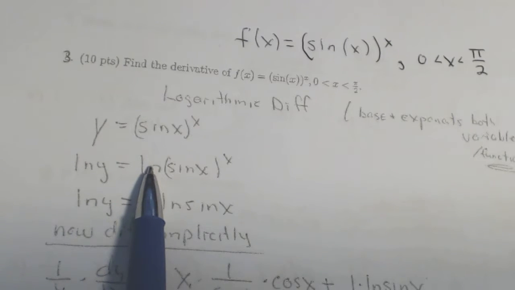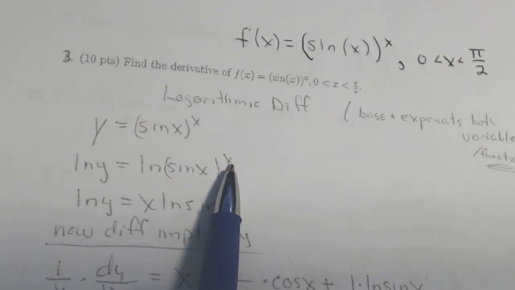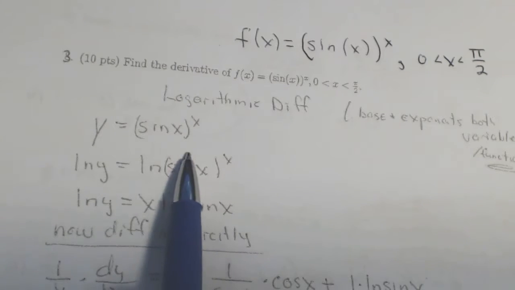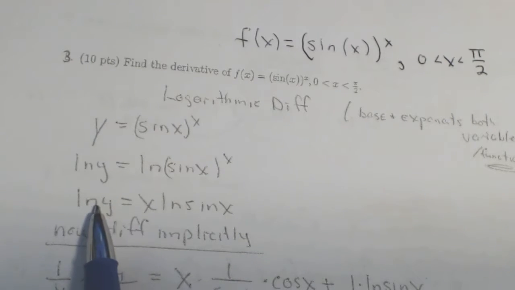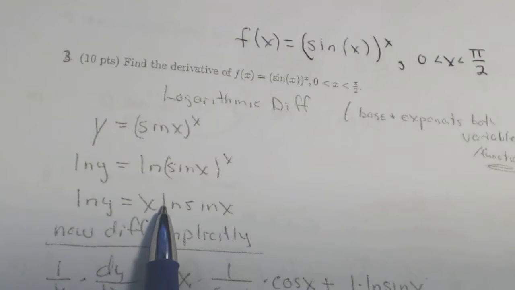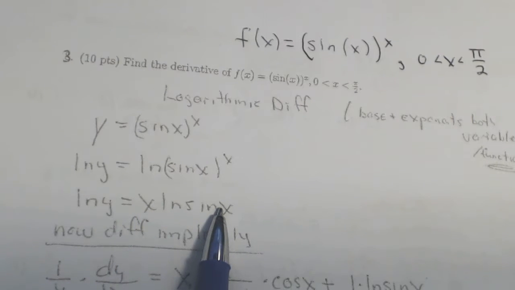That's your beginning. Now, one of our properties of natural logarithms, and if you don't know them, you'll want to review those, is that you can bring this x out front. So this becomes ln y equals x ln sine x. So the advantage is I no longer have a variable base with a variable exponent on it. I just have a product.